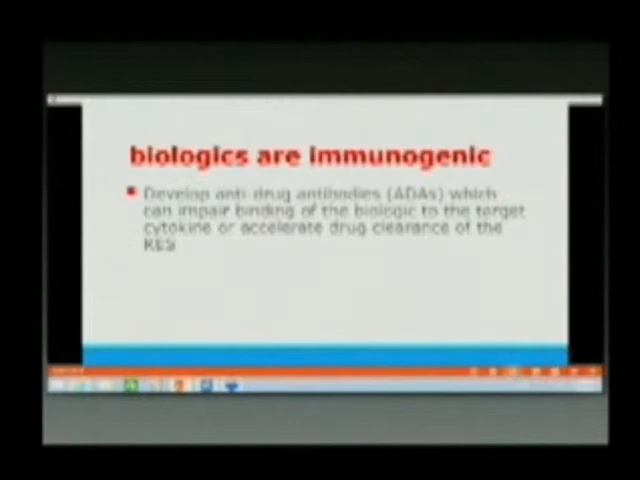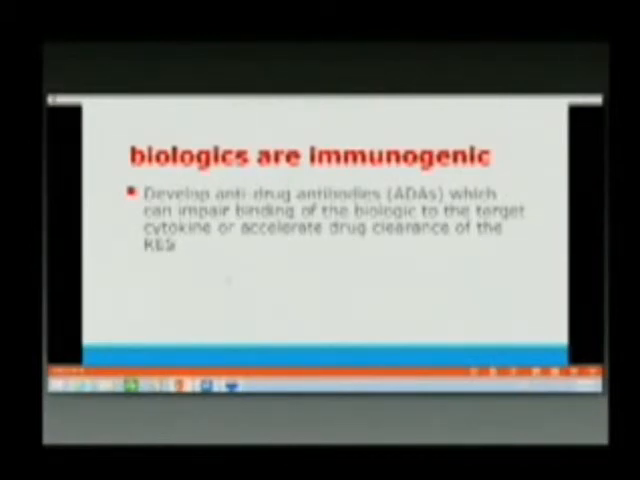Biologics are immunogenic. Admittedly, it's understandable in infliximab, which is a chimeric monoclonal antibody with human and mouse components. But being big proteins, all biologics are immunogenic. And what does it mean? Since they're immunogenic, they're prone to develop anti-drug antibodies, which can impair the binding of your biologic to the target cytokines, making it ineffective. Or it can also accelerate the drug clearance of these biologic agents.